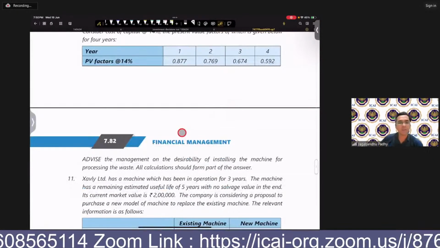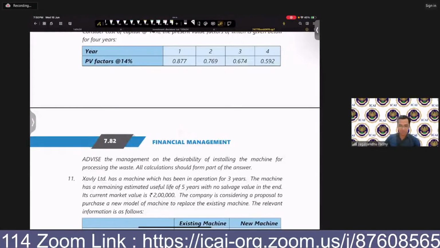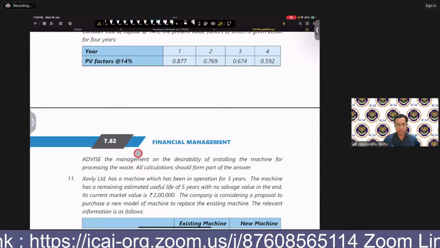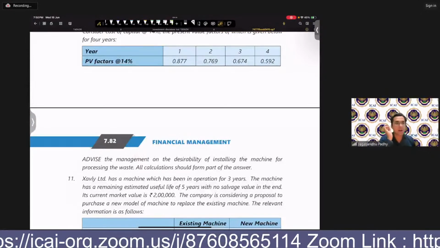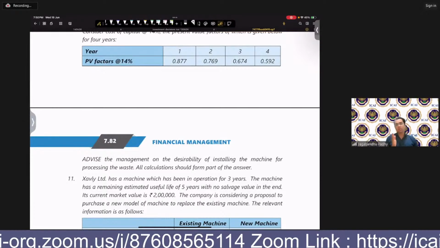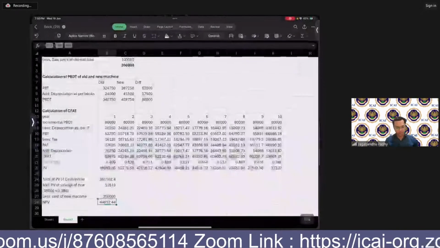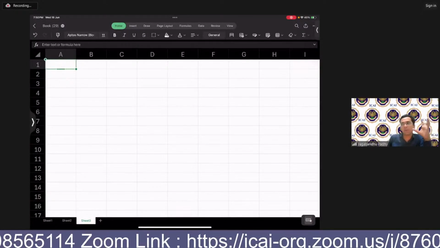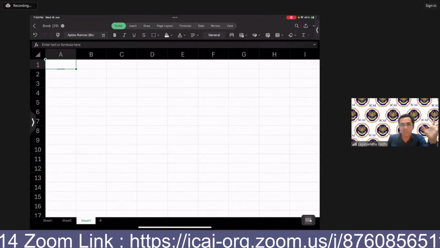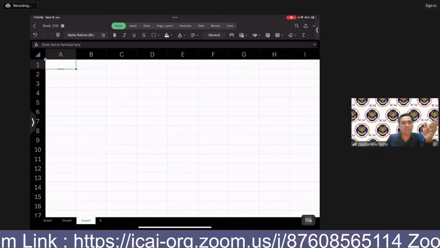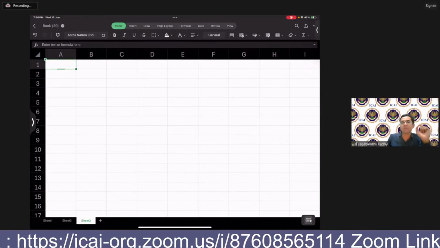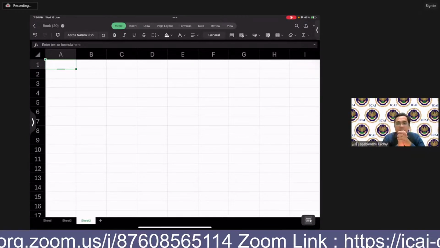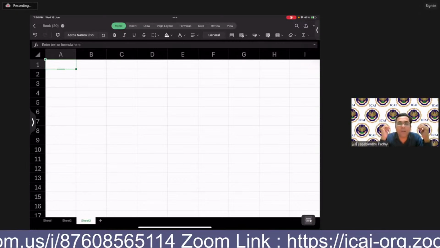Advise the management on the desirability of this project and installing of machine for processing waste. All the calculations are going to form a part of our answer. So first step, whenever we are calculating NPV, remember guys, don't get lost in the question. Always be clear with the steps that we are supposed to be doing. First we need to get our cash flow after tax from the operations of that project, and then you go ahead with the calculation of NPV.